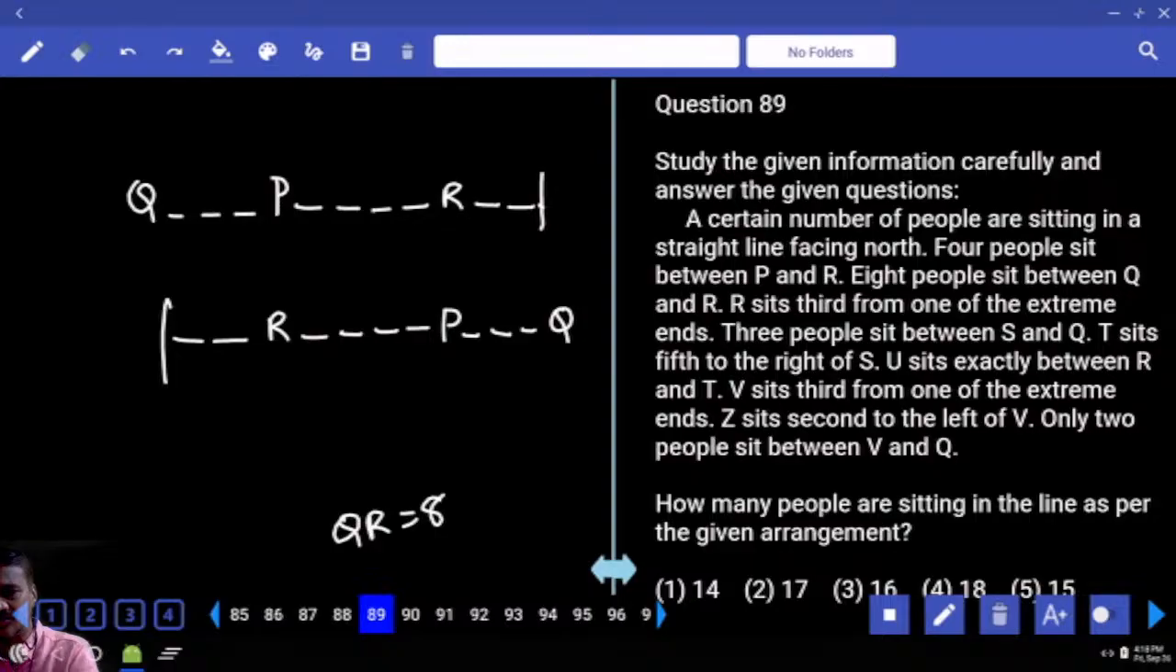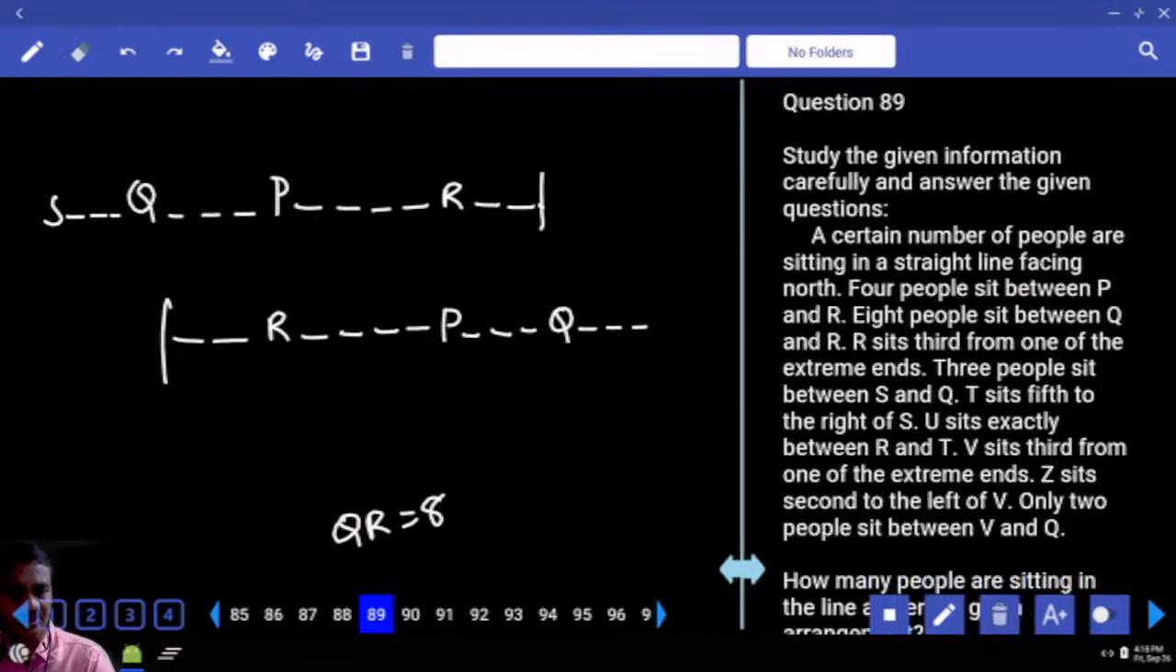Now in between S and Q, 3 people. S is here. 1, 2, 3, 3 people. Then outwards. And T sits fifth to the right of S. 1, 2, 3, 4, 5. T is fifth to the right of S. Now in this case, 1, 2, 3, 4.